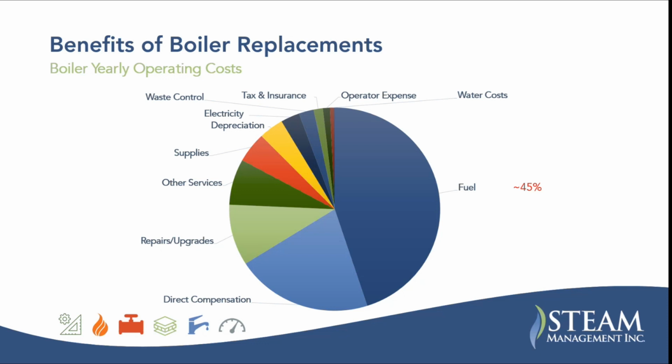Boiler yearly operating costs. So this is a simple pie chart for maybe a packaged boiler's operating costs. The takeaway here is that the fuel portion of this is 45% of your operating costs. This is a significant cost. So efficiency obviously has a big impact on your operating costs, and then indirectly has impacts on some of these other sections like repair and other services like outside services coming in. All of those can be mitigated somewhat by operating more efficiently or installing a more efficient boiler.